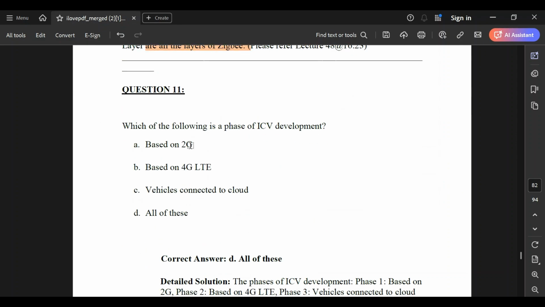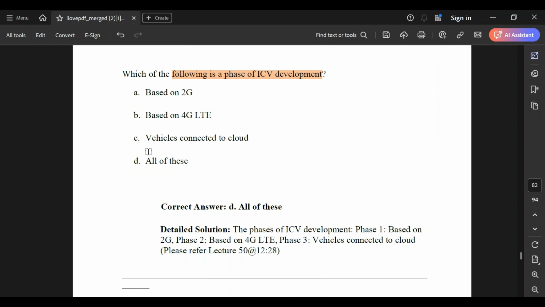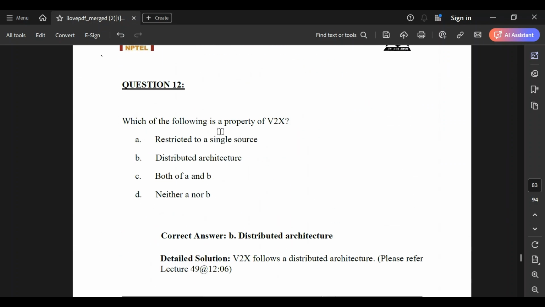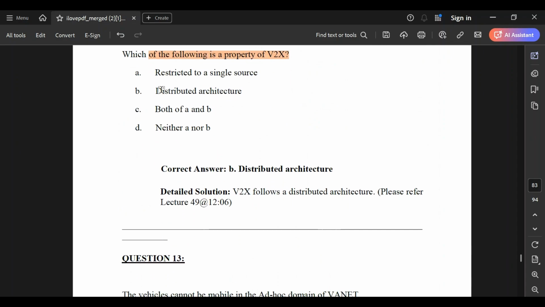Okay. Which of the following is the phase of ICV development? We are discussing that based on 4G LTE, where vehicles are connected to the cloud. So all of these are there. Which of the following is the property of V2X? The property of V2X is distributed architectures.